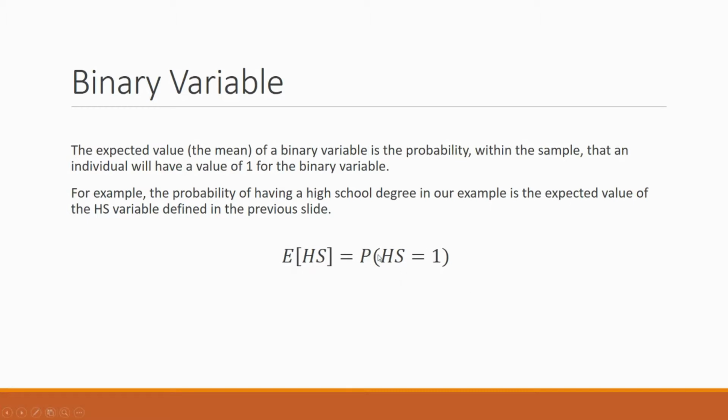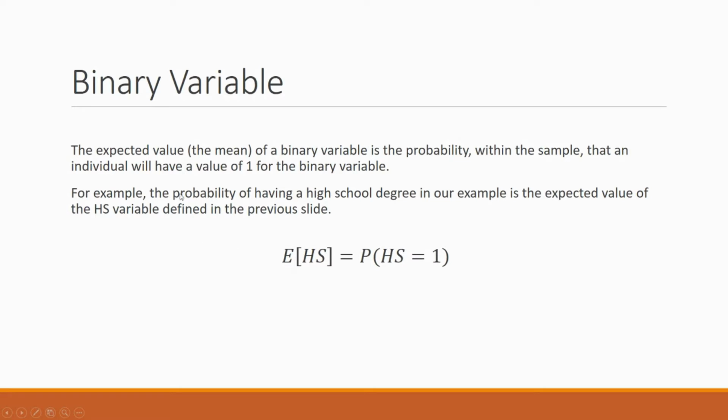This notation, P with parentheses, means the probability that whatever is inside the parentheses is true. So the probability that the high school degree variable will equal 1, that's what this expression is. Just notationally, this is the probability that the high school degree variable will equal 1. All right, so the expected value equals the probability.